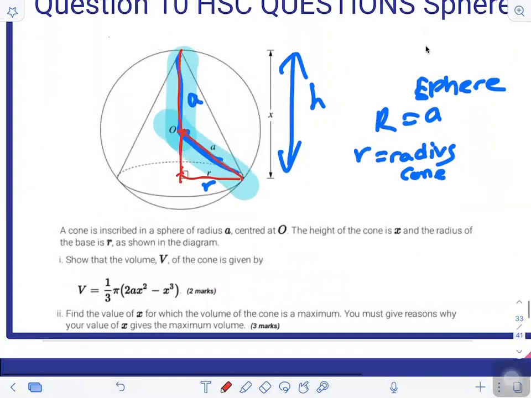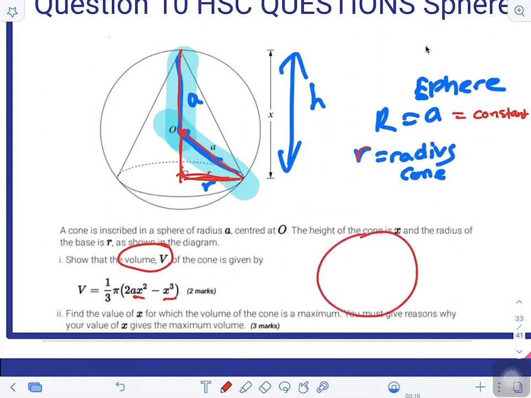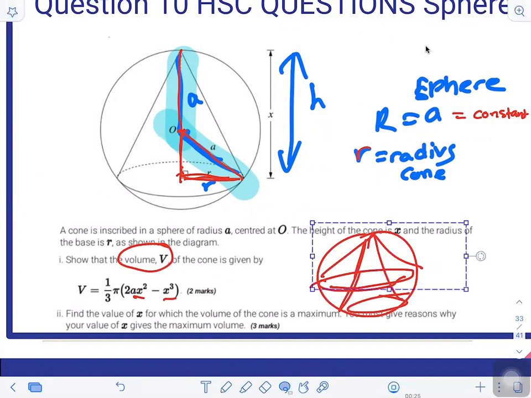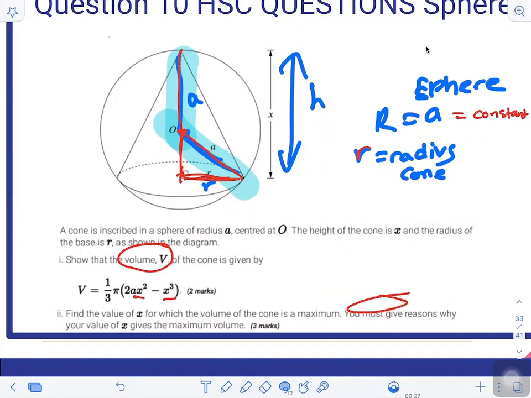Okay, so first of all, we're looking at the volume. So we need to find the volume V, but we need to get it all in terms of the variable, which is X. A is a constant. A is the radius of the sphere. R is a variable. So this is the cone that sits inside the sphere. Like if you had the sphere, the cone could possibly be that big. Or it could be really skinny like that. So it can actually change. The sphere stays constant, but the size of the cone changes.